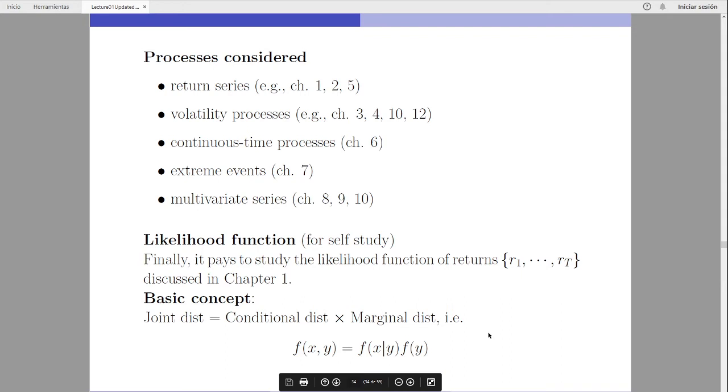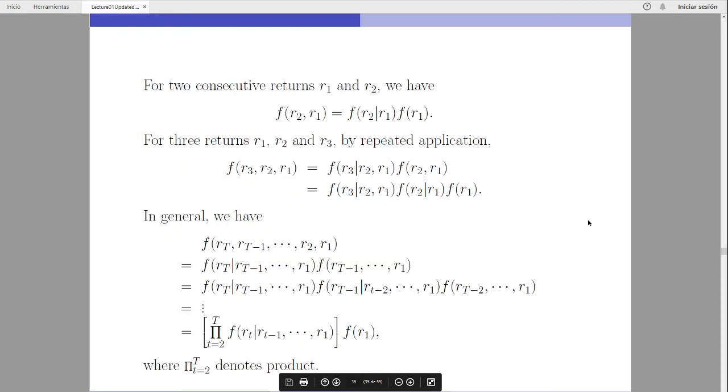Now, if we have a marginal distribution, I mean any distribution, and a distribution that is conditioned to it, we can build a two-variate distribution based on both. So this is the distribution function. We multiply both and we get the two-variable distribution. So for two consecutive returns, for example, we can build this distribution function in this way.